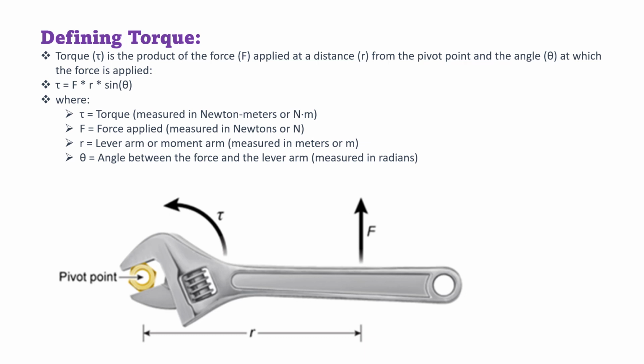So here you can see that this is the force, perpendicular to the wrench. This is the pivot point, this is the direction of torque, and r is the distance from the pivot point to the force. Okay.